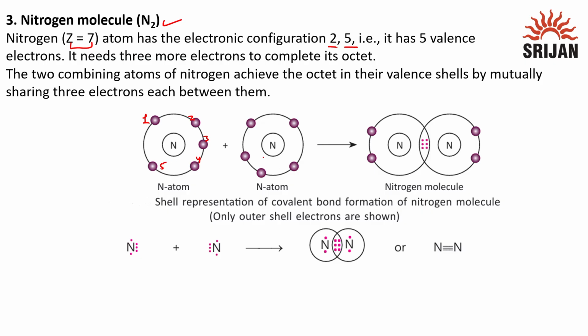So they combine to share 3 electrons, because nitrogen needs 3 electrons to complete its octet, right? So they decide to share 3 electrons from each side. That means a total of 6 electrons in the bond. So that's why the bond formed between nitrogen and nitrogen atom is a triple bond, because here a total of 6 electrons, or we can say 3 pairs of electrons, are shared, which results in the formation of a triple covalent bond in the nitrogen molecule.